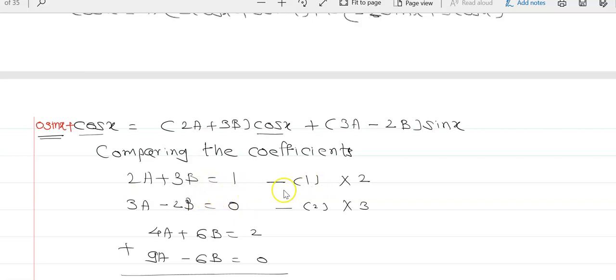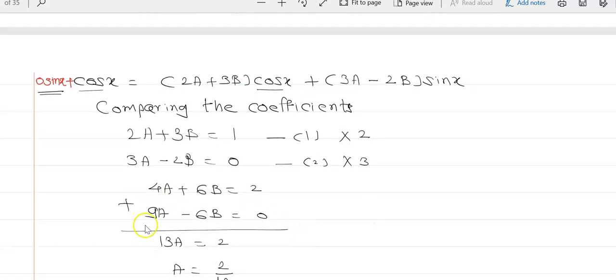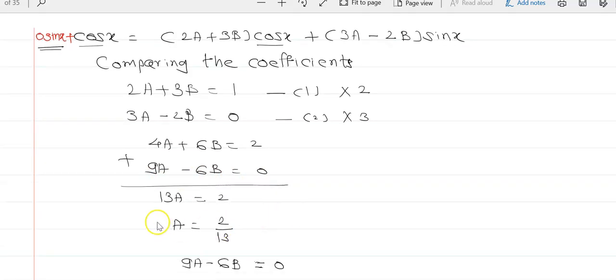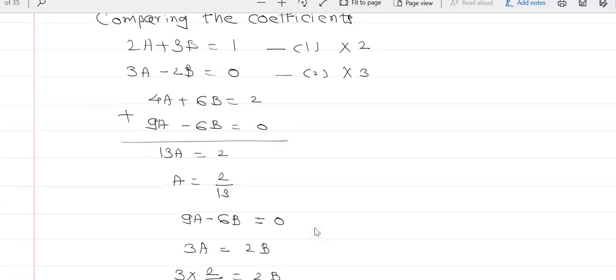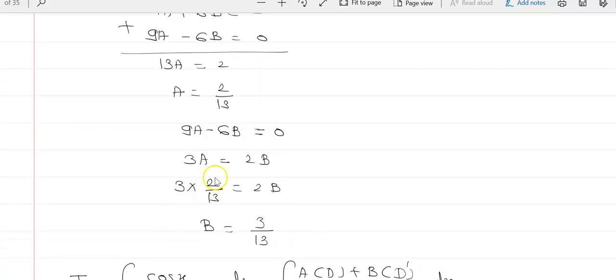Multiply equation number 1 by 2 and equation number 2 by 3. Then you will get 4a plus 6b is equals to 2, and 9a minus 6b is equals to 0. Add these two equations. You will get 13a is equals to 2, a is equals to 2 upon 13. Substitute the value in the equation 3a minus 2b is equals to 0. Therefore 3a is equals to 2b. The value of a is 2 upon 13, therefore b is equals to 3 upon 13.